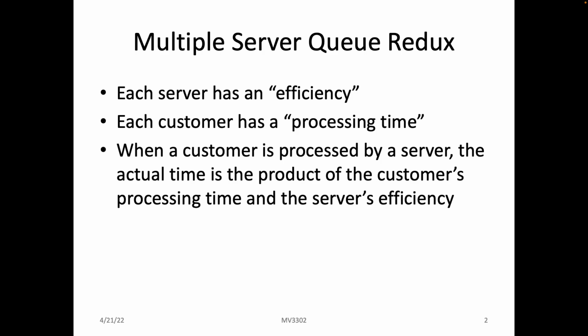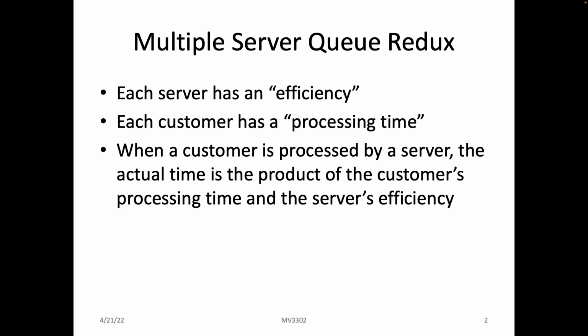What that means is that if you are a server and you're more efficient than, quote, normal, then you'll have an efficiency that's less than 1. But if you're less efficient, you will have an efficiency that's greater than 1. So if I am a customer with a processing time of 1 hour and I'm being served by a server with an efficiency of, say, 1.5, then it'll take an hour and a half instead of an hour.